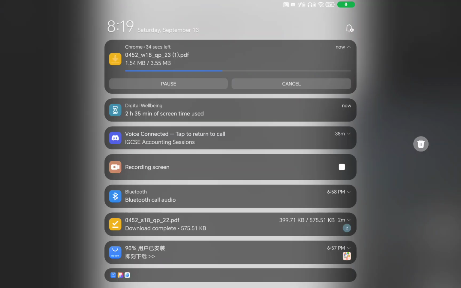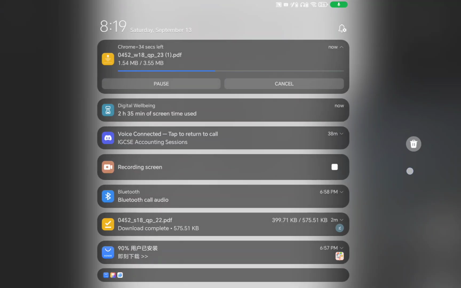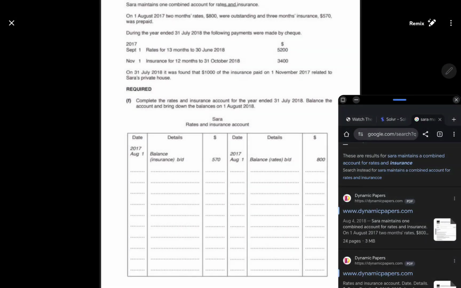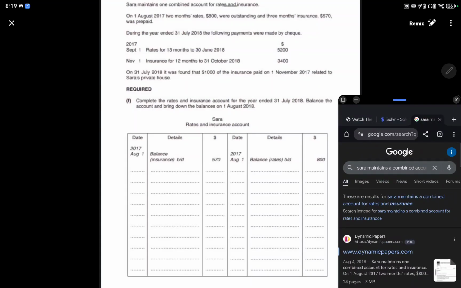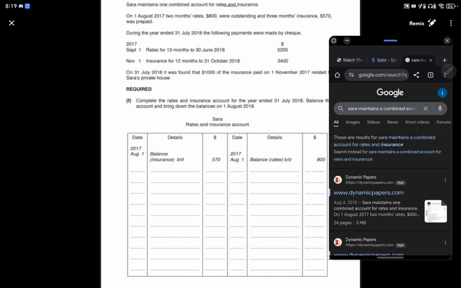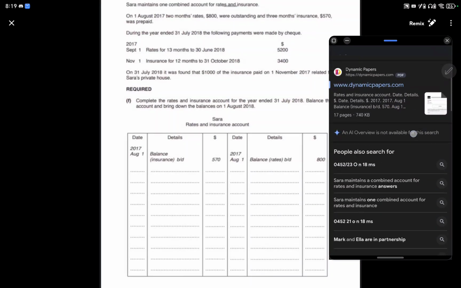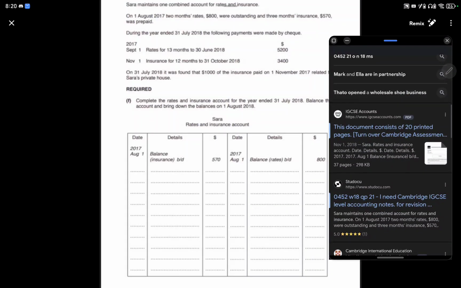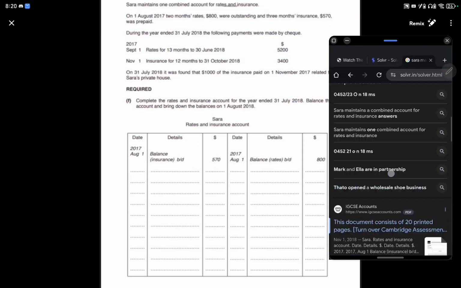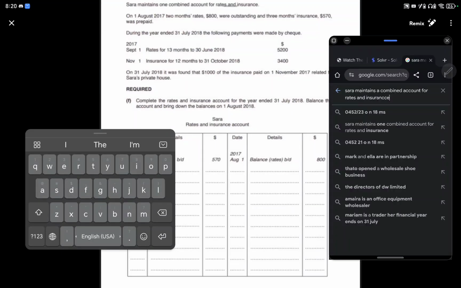Wow, 3.5 MB and it's taking that long. 8 to 18, oh, it opened.